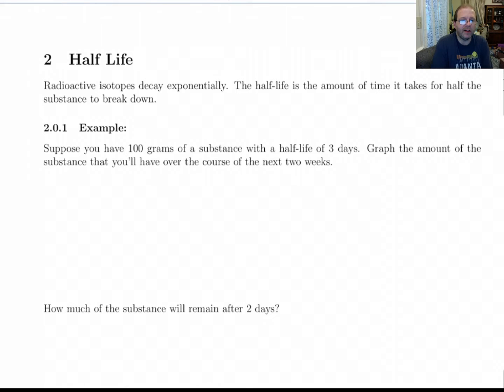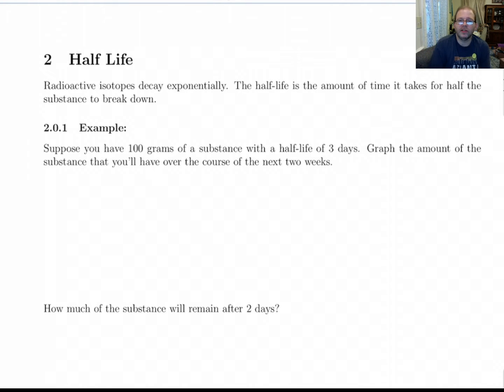All right, let's look at some half-life problems. Radioactive isotopes decay exponentially, and the half-life is the amount of time it takes for half the substance to break down. So I want to start with an example that's got several parts to it. Suppose you have 100 grams of a substance with a half-life of 3 days. Let's graph the amount of substance you'll have over the course of the next 2 weeks.